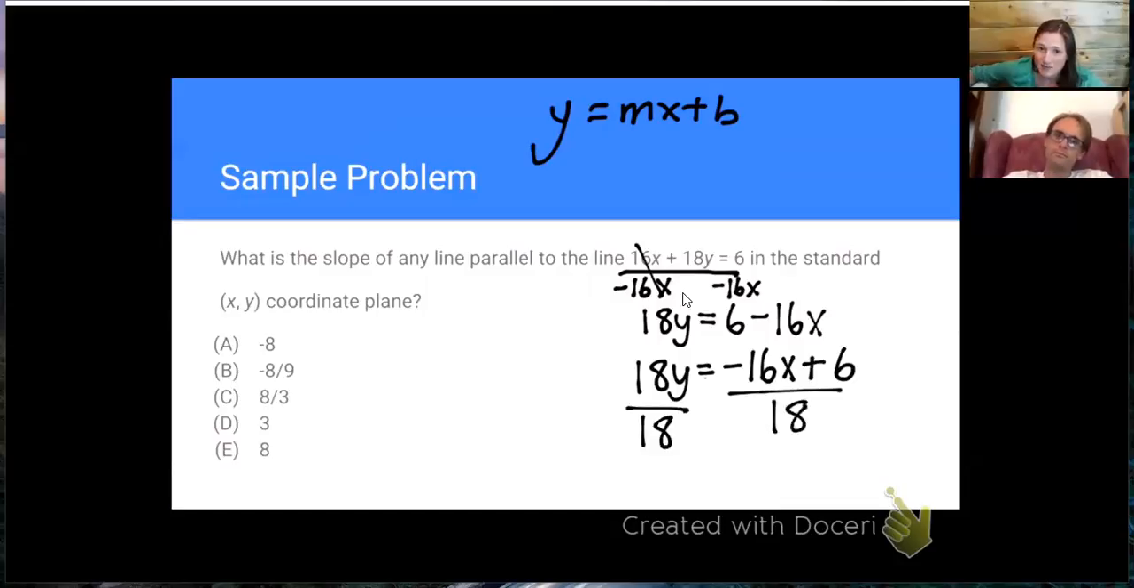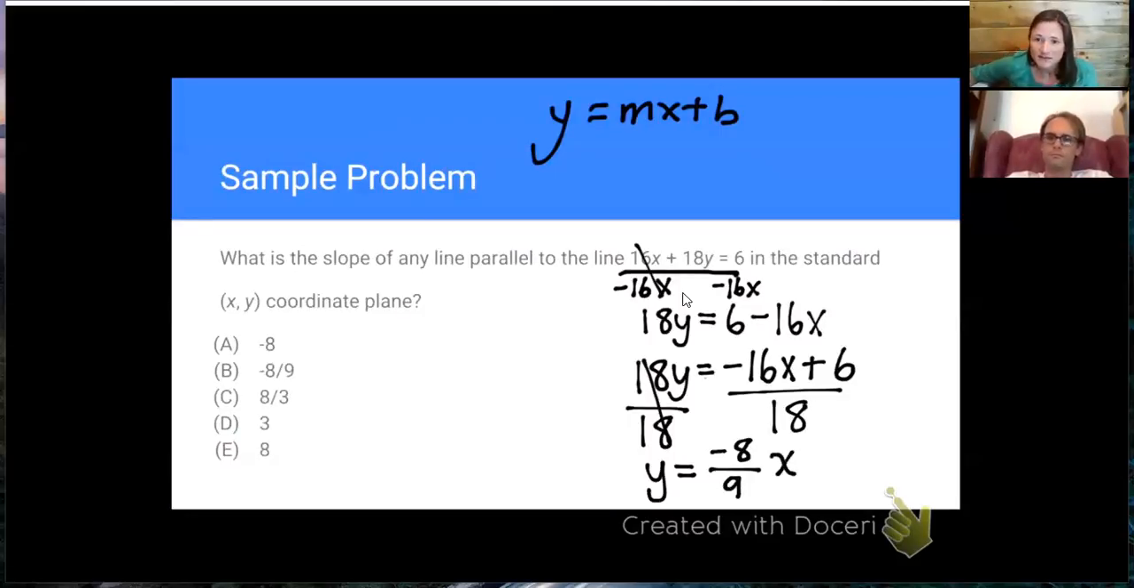And 18 divided by 18 is 1, and 1y is just y. So that cancels out. Now we need to divide the whole right side by 18. So we'll do negative 16 divided by 18 and simplify that fraction. 2 goes into 16 and 18, so we'll divide those both by 2. Negative 16 divided by 2 is negative 8, and 18 divided by 2 is 9. So we get negative 8 over 9x.